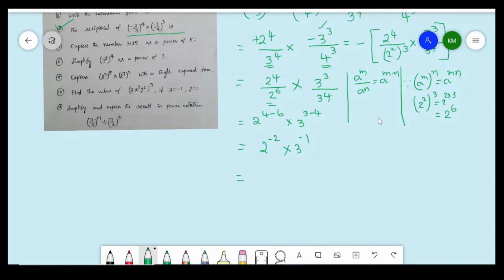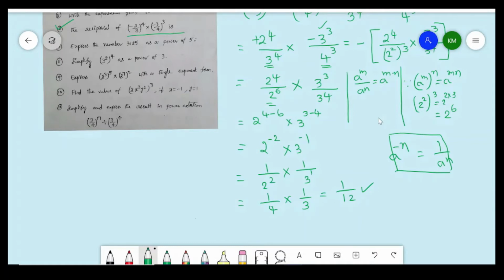Now again there is another formula, a power minus n is always equal to 1 by a power n. On applying this formula, this becomes 1 by 2 power 2 multiplied by 1 by 3 power 1. That means 1 by 4 multiplied by 1 by 3, that is nothing but 1 over 12. So this is the expression. I have simplified the given expression.